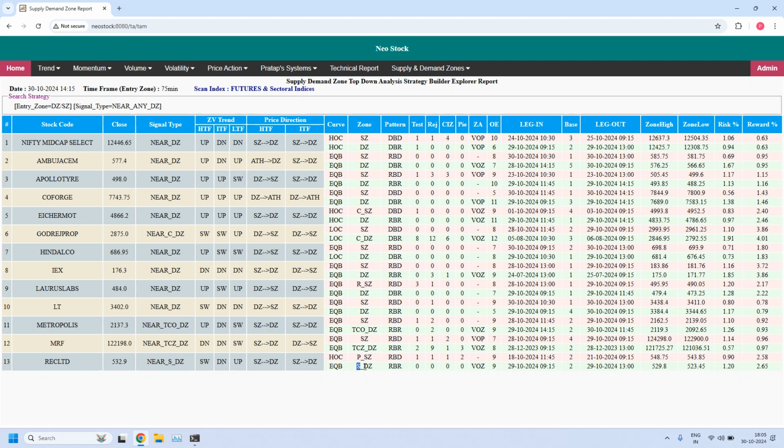And again we have one more, REC Limited. This is also stocks near 75 minutes demand zone. So we have identified 2 high liquidity 75 minutes demand zones from this list.